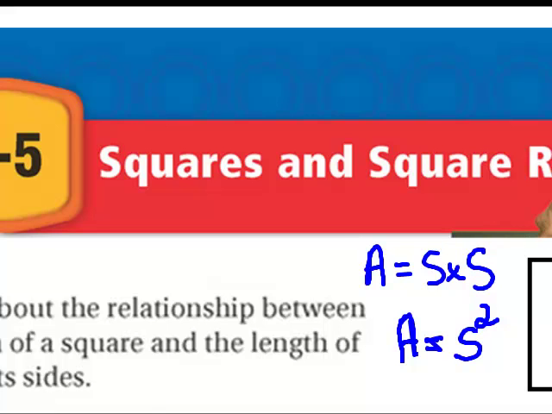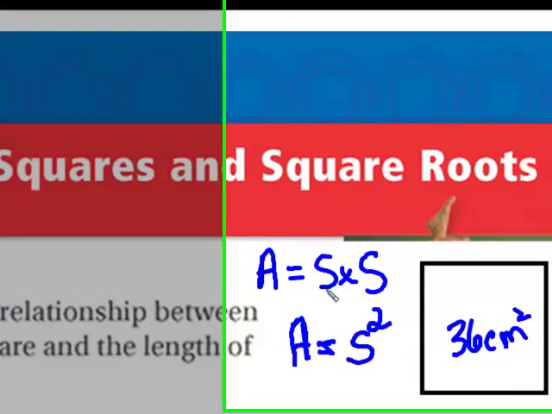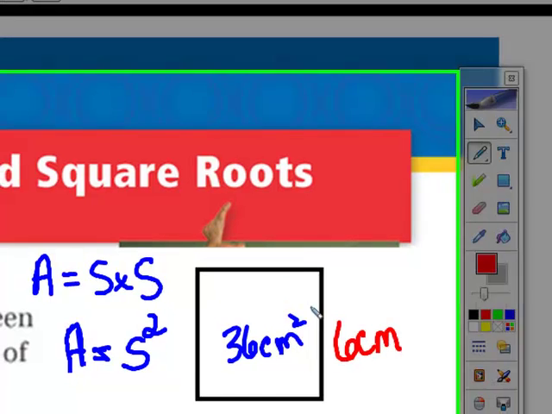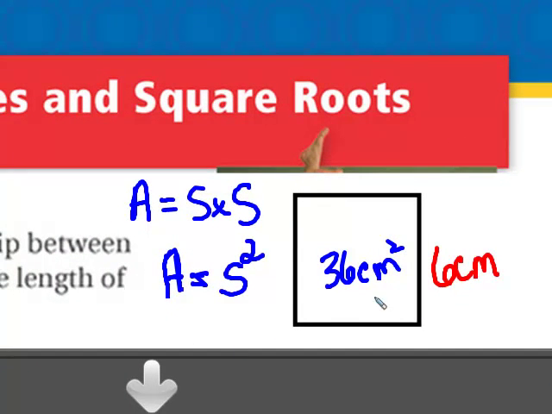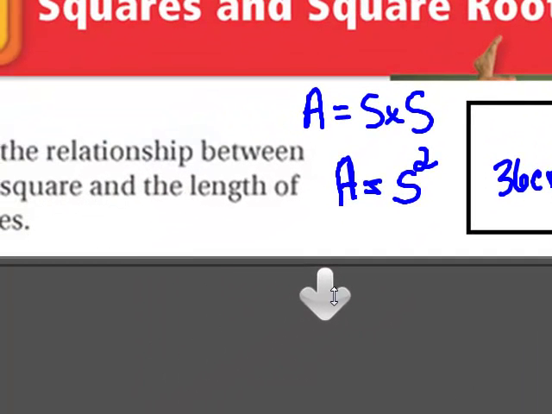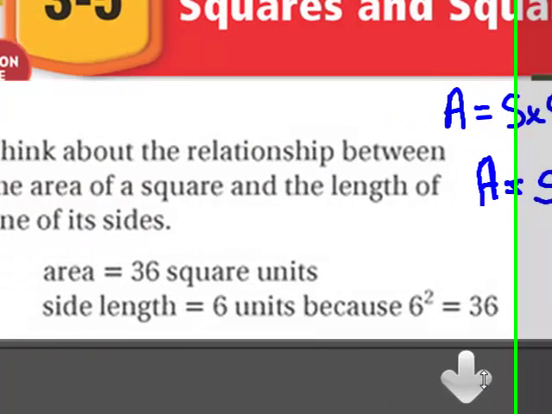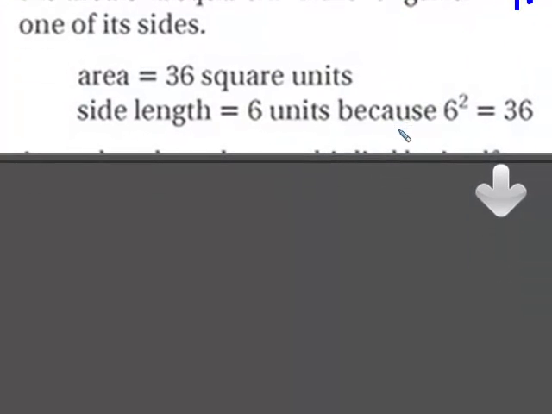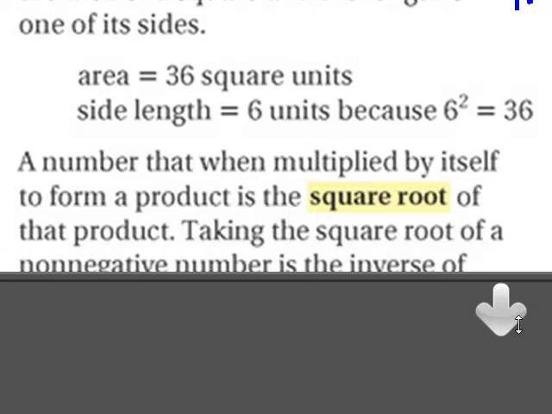So I'm really asking myself, what number times itself gives me 36? And the answer is 6. So each side of this square would be 6. And what we actually did was we took the square root of 36, and that's what we're going to get into today. So again, the area is 36 square units. I made mine centimeters, and the side length is 6 centimeters in this case, because 6 squared is 36.